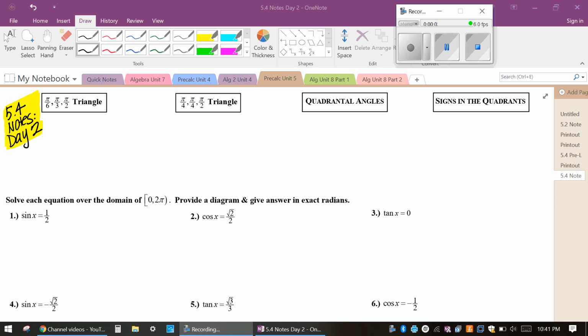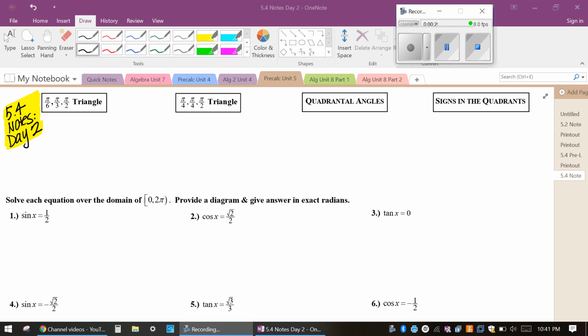Hi guys, this is Ms. Carranza. Today we're going to talk about 5.4 notes, part 2, day 2. For the rest of this chapter and this section in particular, we are going to focus only on radians and not degrees. I know that radians is not your favorite, but you need to be able to work comfortably between degrees and radians both.